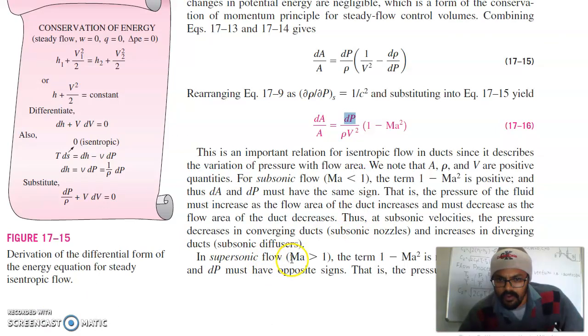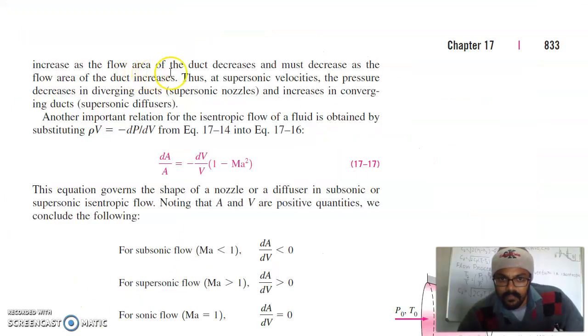For supersonic flow, meaning Mach number greater than 1, this term will be greater than 1, so the overall term will be negative, and it will reverse. With an increase in area the pressure will start to decrease, and if the flow area of the duct decreases, then the pressure will start to increase, meaning reverse. Thus at supersonic velocities the pressure decreases in diverging ducts and increases in converging ducts.